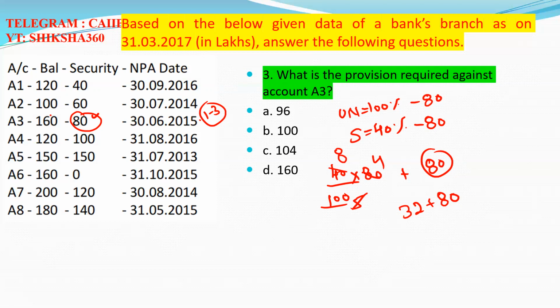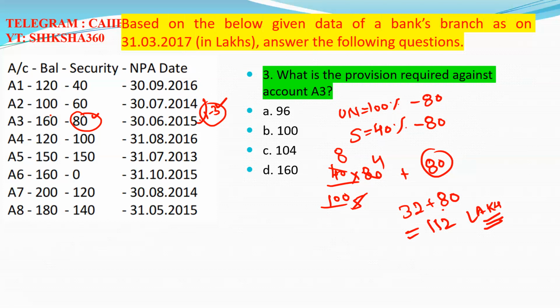What is the provisioning against account A3? Clear? Basically unsecured amount is 80 and the balance is 160. Security is 80. So basically we have said that security is 80. 2015, 2016. I think there is some issue in the answer. It is basically 80 plus 32, 112 lakh. Clear? It is basically 112 lakh.